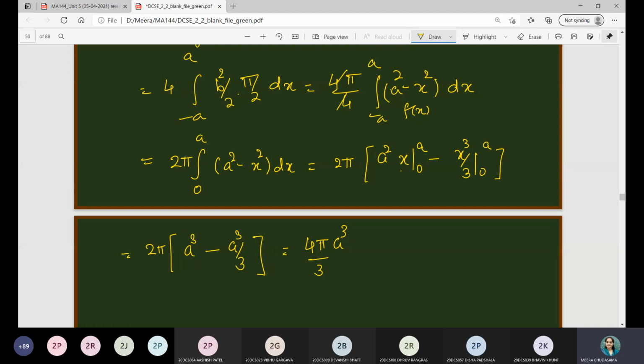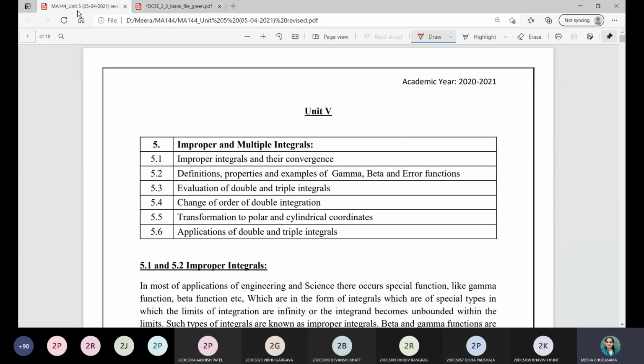Is this example clear to all of you? Please raise your hand. Very good. Very good. Fine.